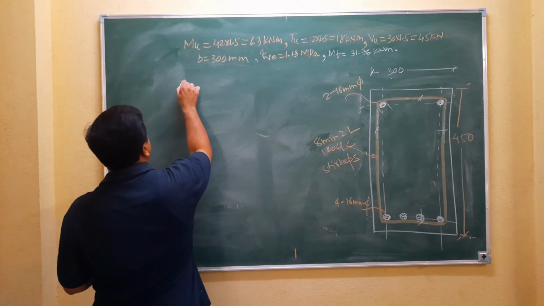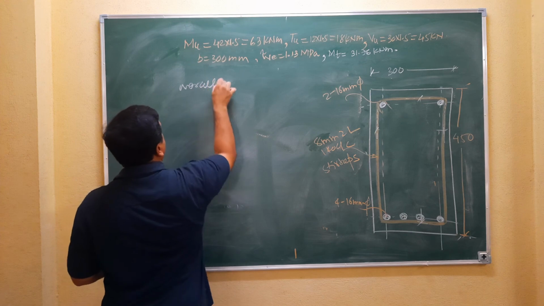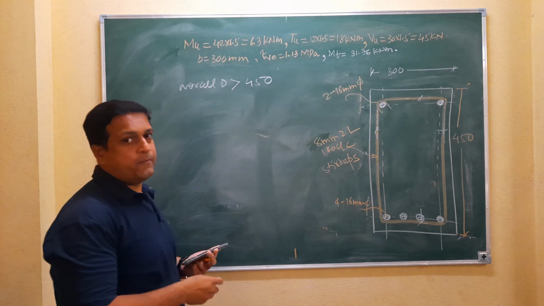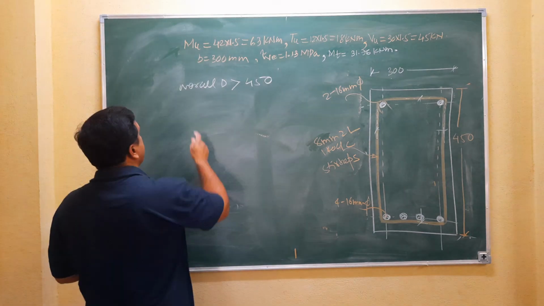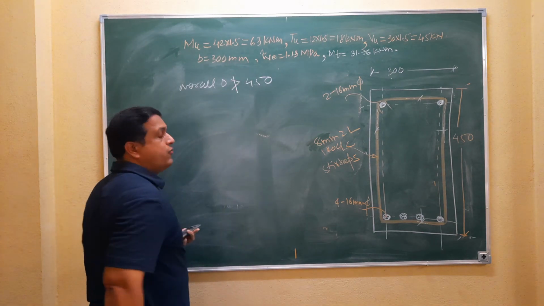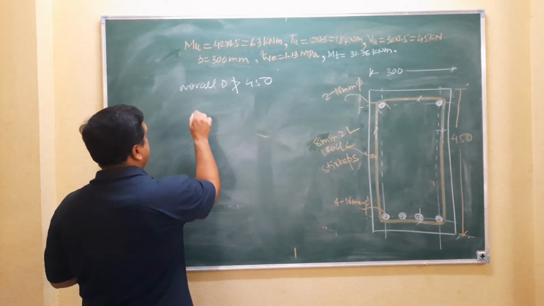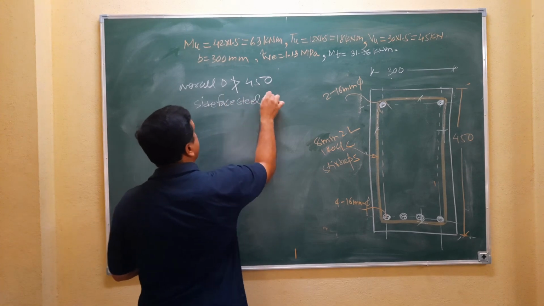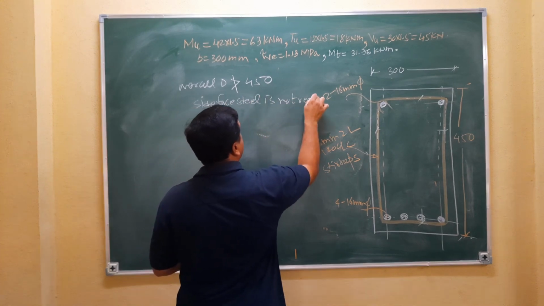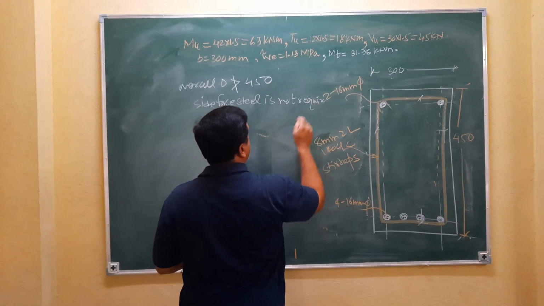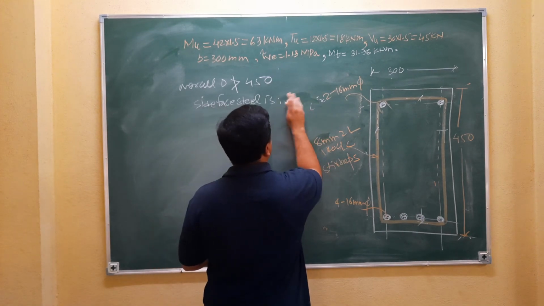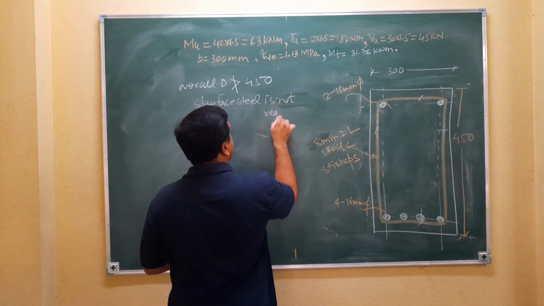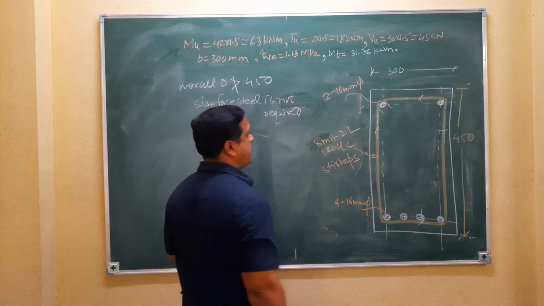If the overall depth of the beam exceeds 450 mm, side face reinforcement is required, but the overall depth of the beam is not exceeding 450 mm, so side face steel is not required.